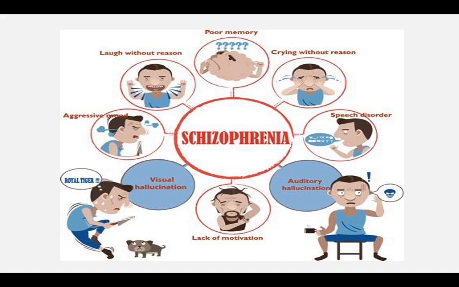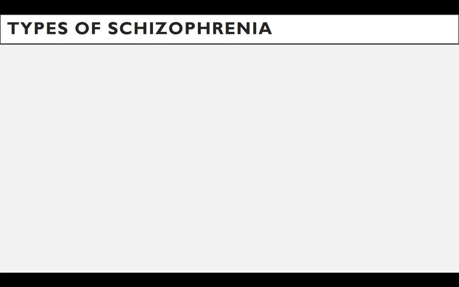So basically, a schizophrenic patient usually presents as on this slide. They have problems with speech, thinking, perception, affect, which means mood, behavior, memory and motivation. This in turn gives rise to disturbances in social and occupational function. Today we will discuss the types of schizophrenia.